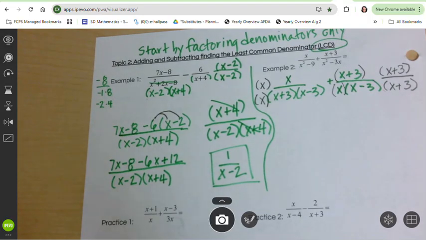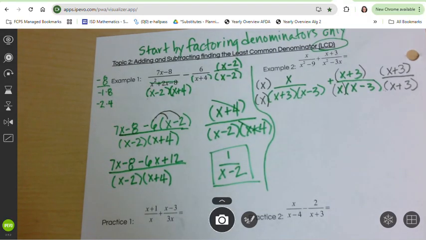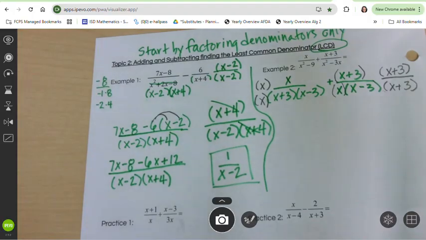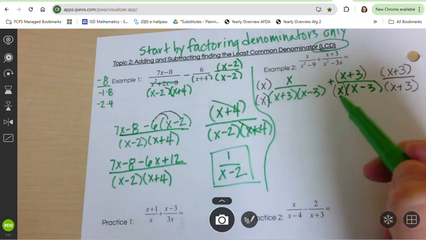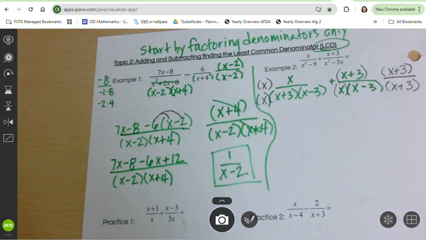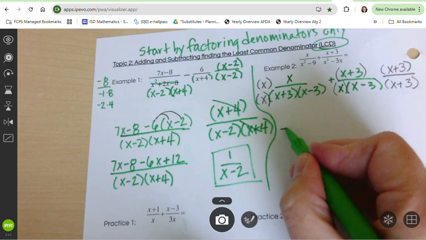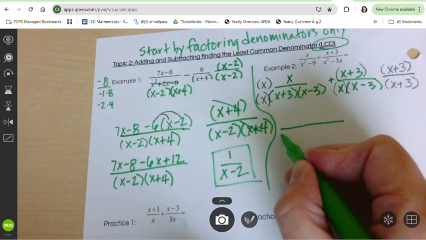So each fraction had to be multiplied by what it was missing in the denominator, so that the denominators would match. Now, yeah, they're in a different order, but they're all being multiplied by the same things now, so we do have a common denominator. Then you write your common denominator just one time.